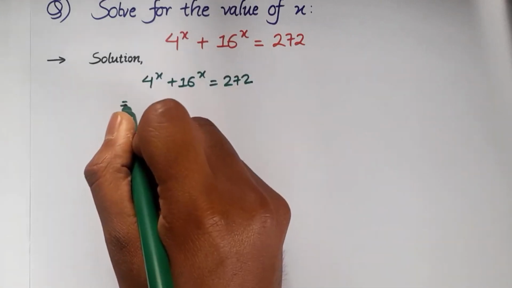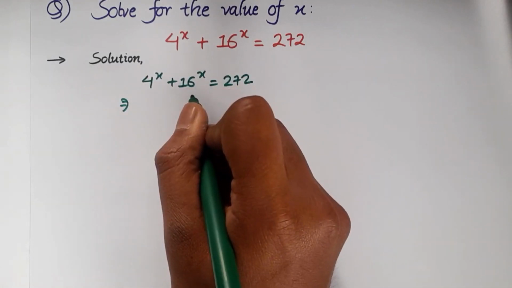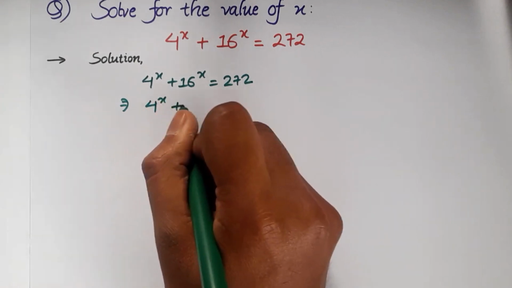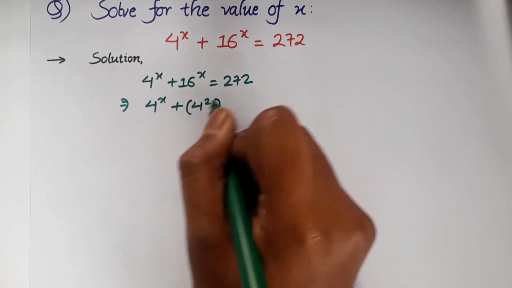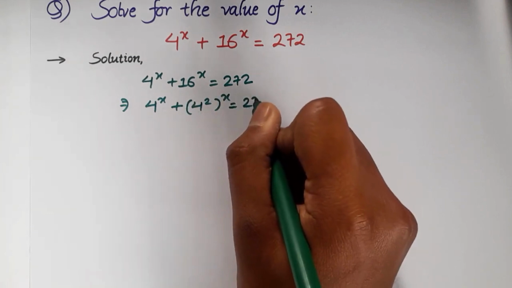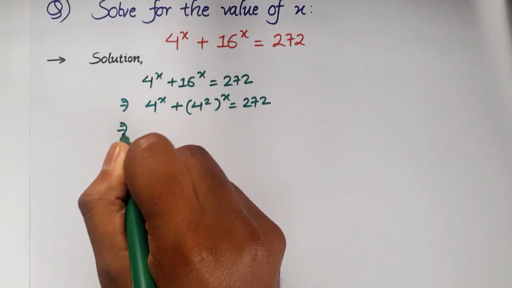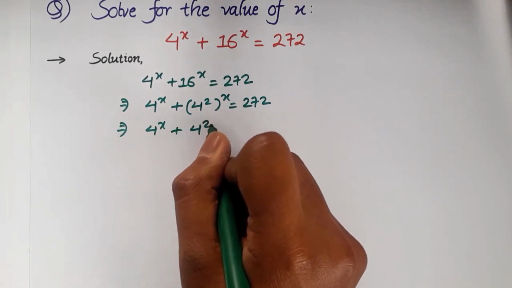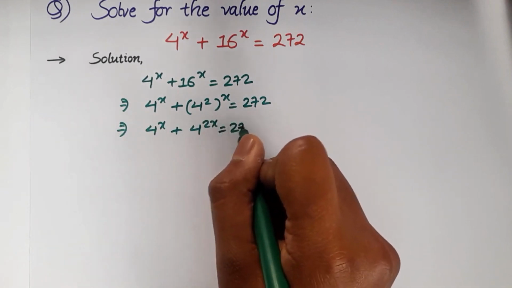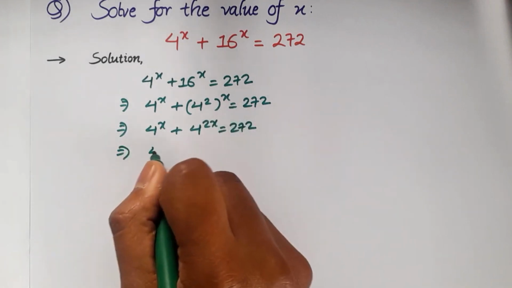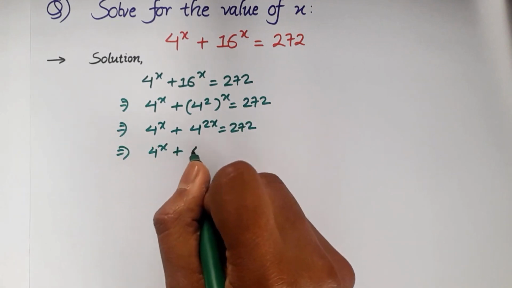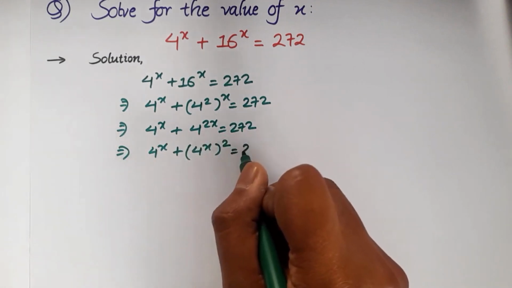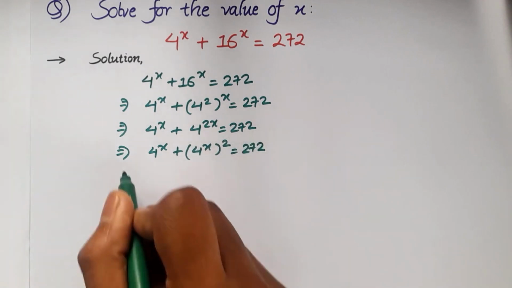we have. Now let us express 16 in terms of the power of 2, which is 4 square. So 4 power x plus (4 square) whole power x is equal to 272. On multiplying the powers, we will have 4 power x plus 4 power 2x is equal to 272. Now this can be written as 4 power x plus (4 power x) whole square is equal to 272.